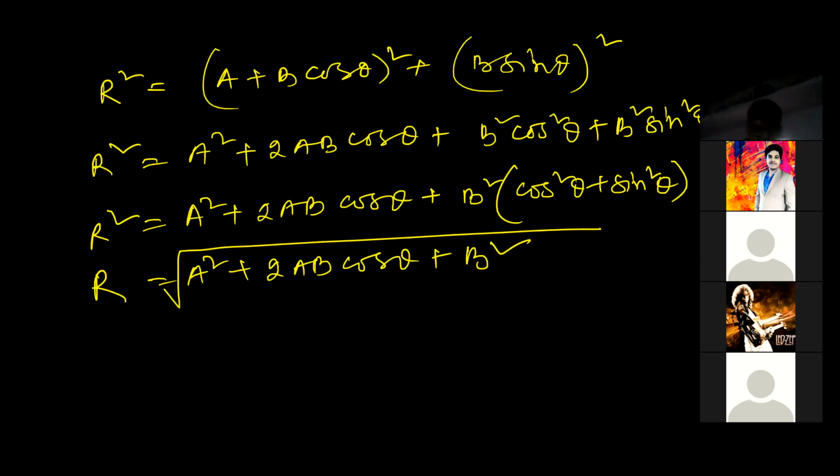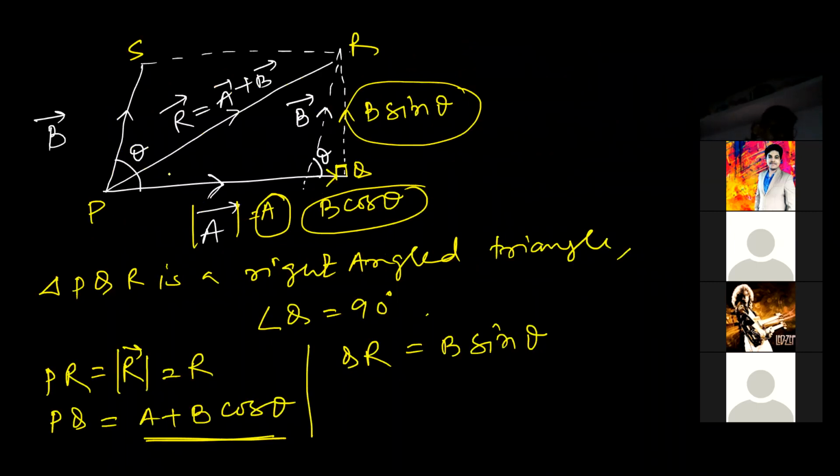So done. Okay, that's good. Now going back to the figure. In this case, the angle between the resultant vector and the vector A, suppose this angle is alpha. So we can say alpha is the angle between the resultant vector R and the vector A.